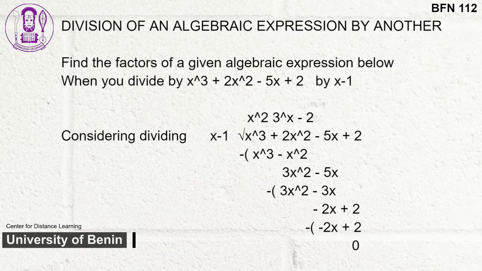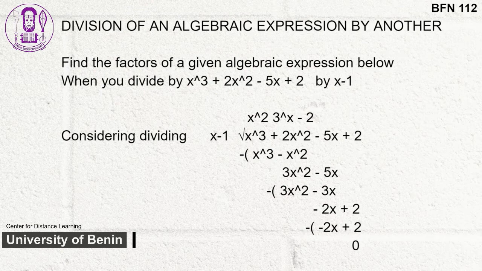Division of an algebraic expression by another. Find the factors of a given algebraic expression below. When you divide x cubed plus 2x squared minus 5x plus 2 by x minus 1. Considering dividing x cubed plus 2x squared minus 5x plus 2 by x minus 1. Dividing x cubed by x equals x squared, bring x squared up. x squared times x minus 1 equals x cubed minus x squared. Positive x cubed cancels negative x cubed, equals 0. 2x squared plus x squared equals 3x squared, left with 3x squared minus 5x.